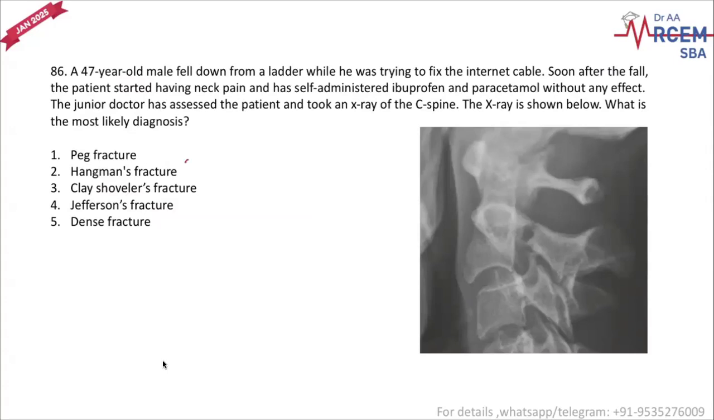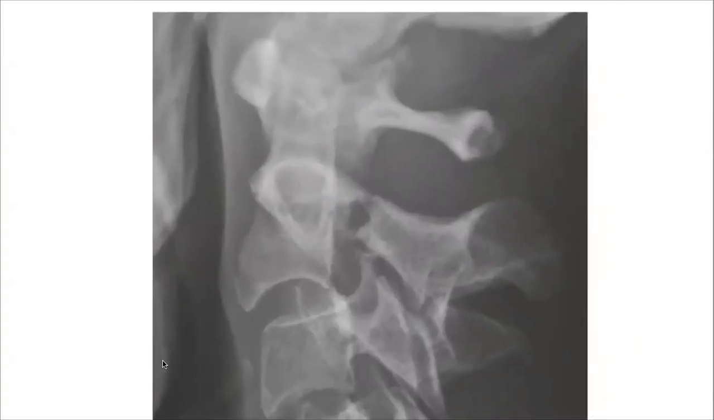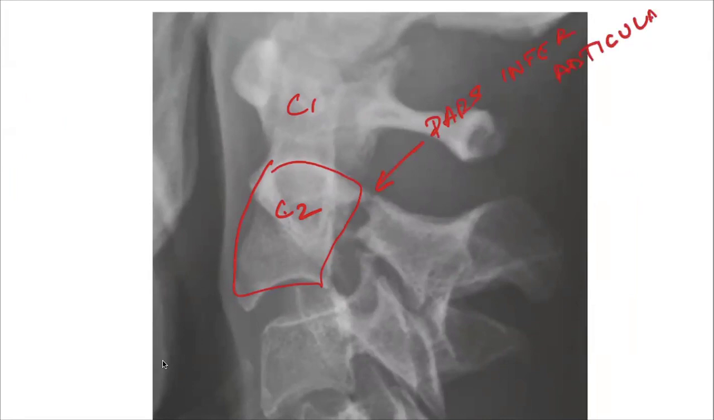Multiple people got confused between hangman's fracture and clay shoveler's fracture. A similar X-ray has been given here. This is C1, C2, and this is the vertebral body. Just adjacent to the vertebral body, there is a fracture, which indicates involvement of the pars interarticularis. Involvement of the pars interarticularis is suggestive of a hangman's fracture.